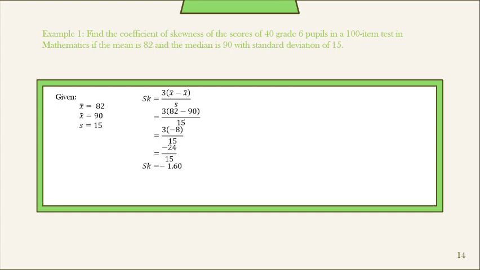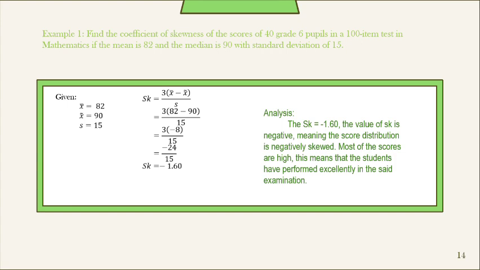So, simplifying, 82 minus 90 is equal to negative 8. And 3 times negative 8 is negative 24. Then, negative 24 over 15 is equal to negative 1.60. So, analysis, the skewness is equal to negative 1.60. So, the value of skewness is negative, meaning the score distribution is negatively skewed. Most of the scores are high. This means that the students have performed excellently in the said examination.